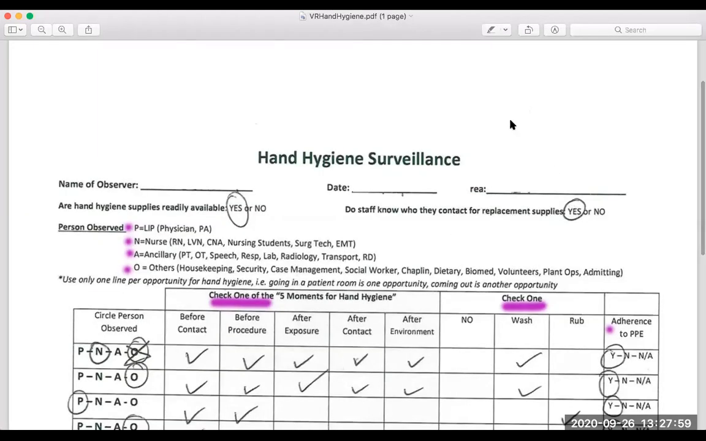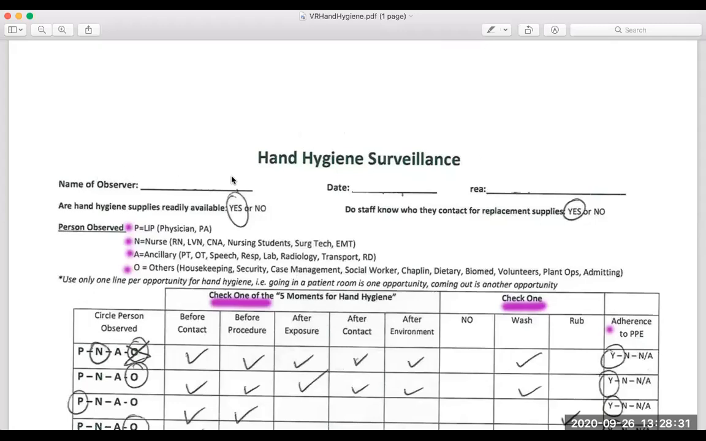This is the hand hygiene surveillance form. It will be in the hand hygiene folder, which is in the main lobby at the receptionist desk. It will be labeled with a Coke blue piece of paper that's stapled to the manila folder. And all the documents that you need will be in there. This is one of the documents that you will take around with you as you do your duties in this department. It's the hand hygiene surveillance document.